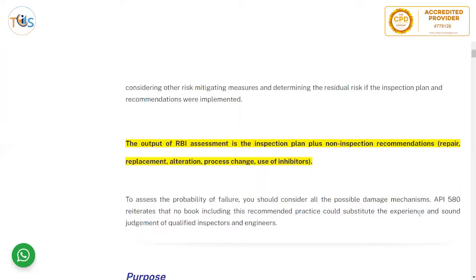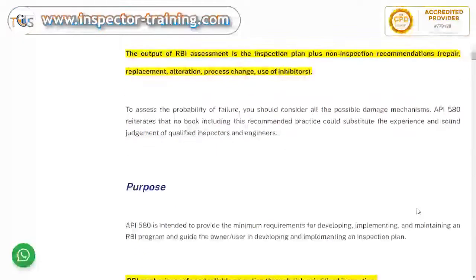So what is the output of RBI assessment? It's the inspection plan plus non-inspection recommendations: a repair, replacement, alteration, process change, use of inhibitors, and so forth. To assess the probability of failure, we should consider all possible damage mechanisms.